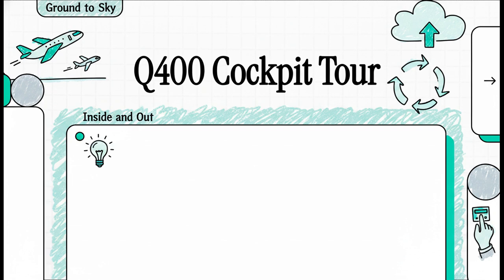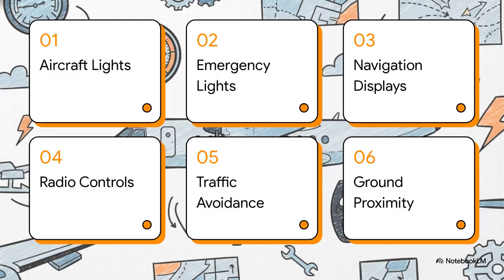To keep you anchored as we move through this, here is your first memory aid. Inside and out, ground to sky. That's going to be our logical progression today. We start on the ground, and we end high up with the airborne systems. Here is our exact flight plan for today.